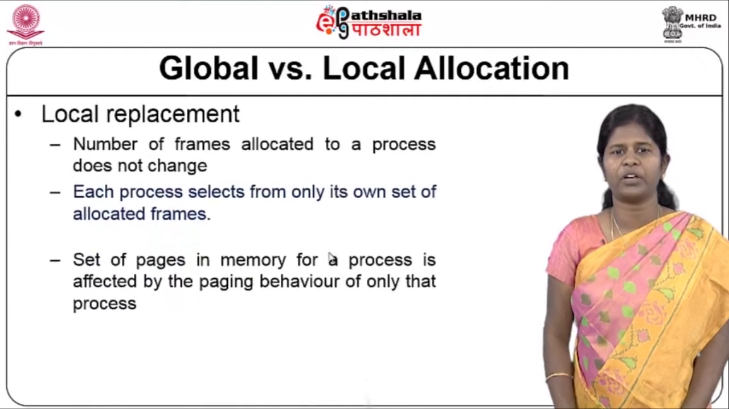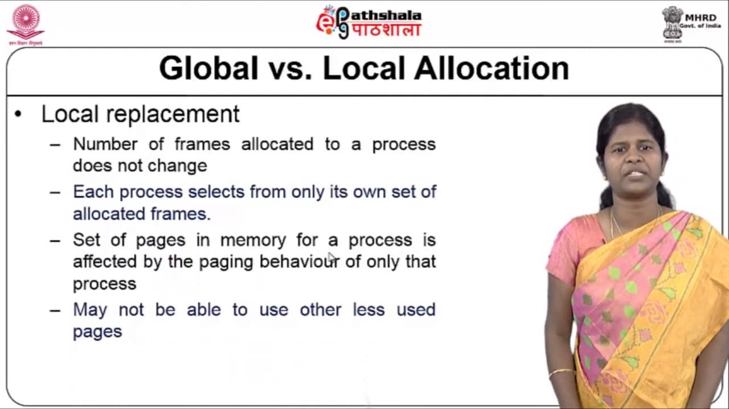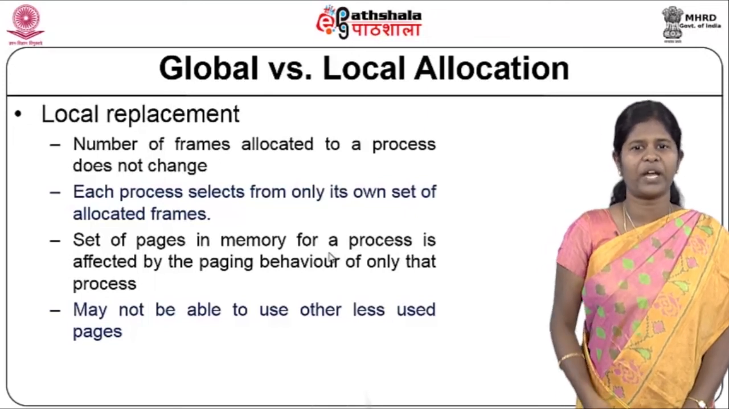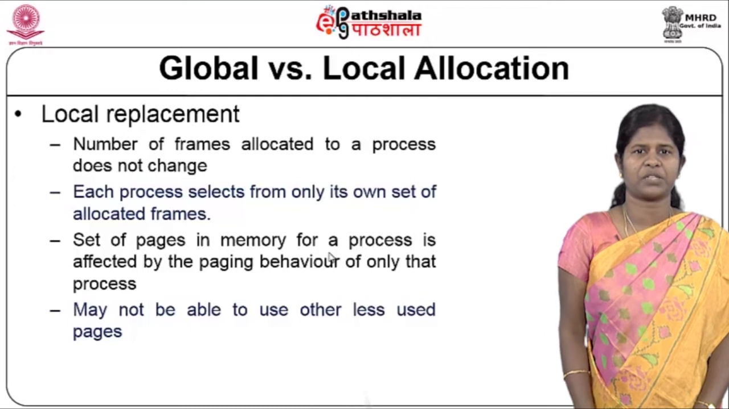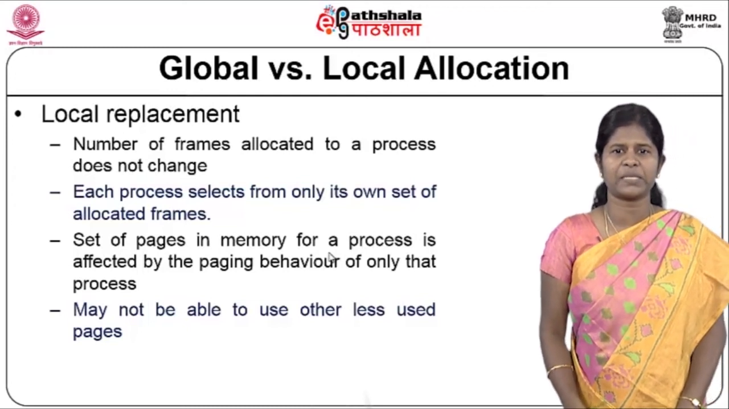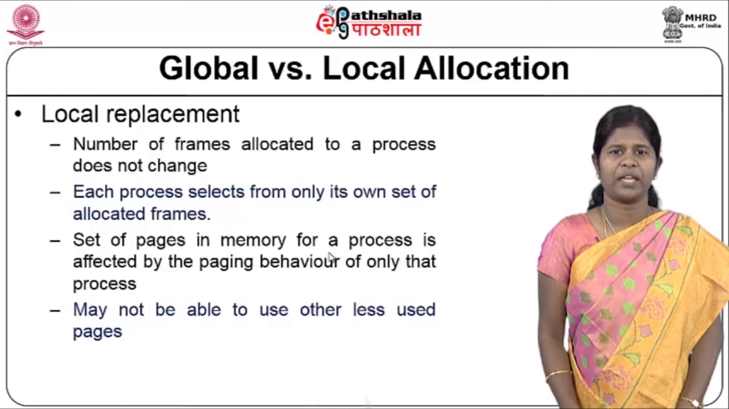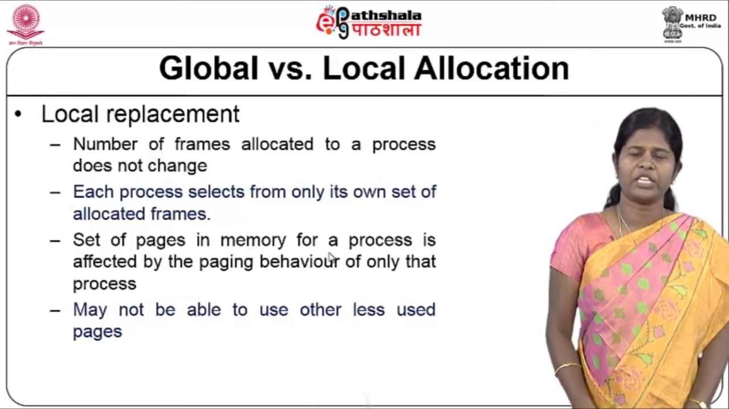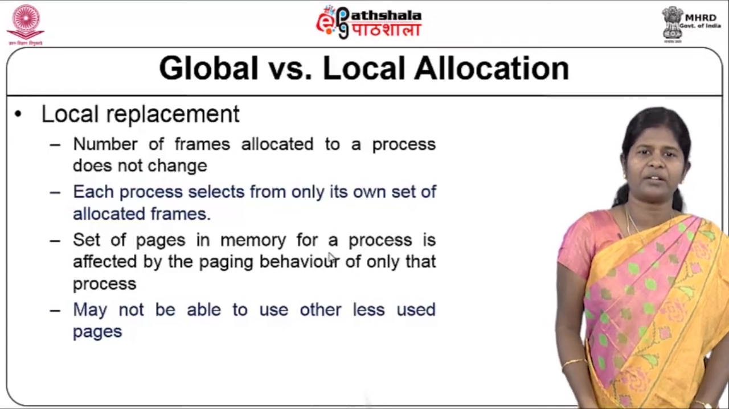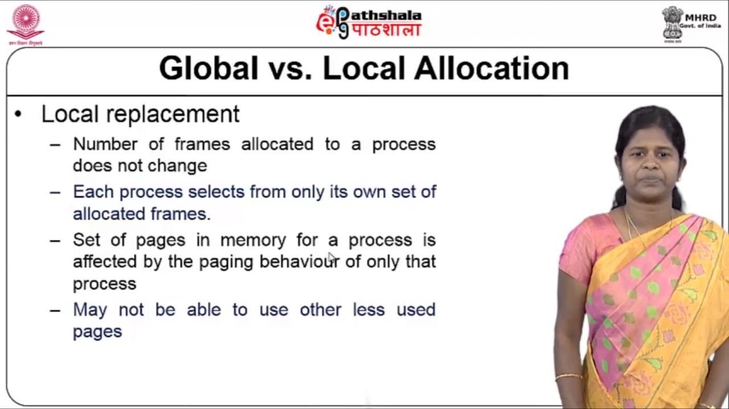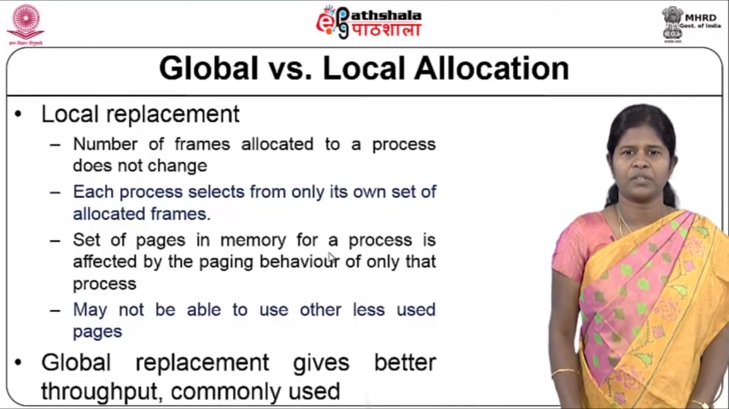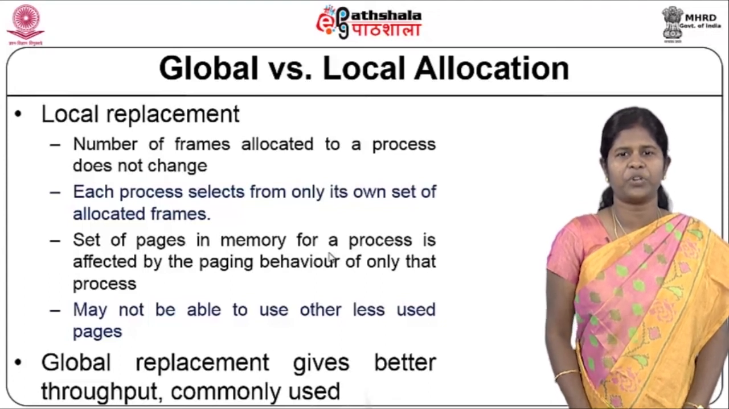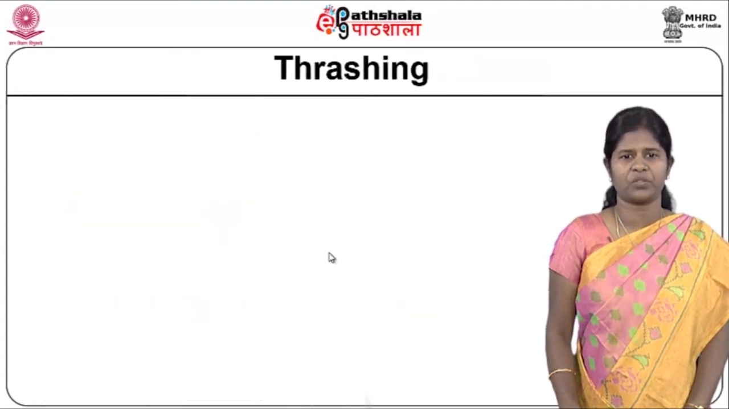But in the case of local replacement, the number of frames that are allocated to a process does not change. So, each process will select only from its own set of allocated frames. So, because of that, the set of pages in memory for a process is affected by the paging behavior of only that particular process. So, this process may not be able to use other less used pages. So, because of this you see that the global replacement gives better throughput and it is the one that is commonly being used.